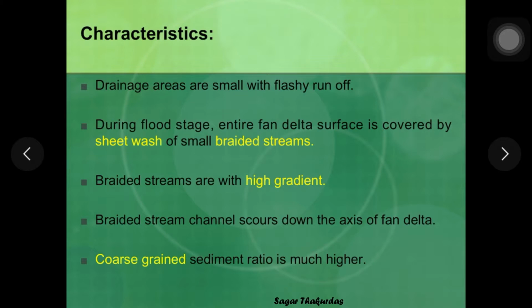That is the reason on these fan delta surfaces you will find braided streams on high gradient, and obviously these braided streams, these channels, score through the top surface of the fan up to the distal part of the delta, and the sediments are coarse grained because the transportation of sediments is not for a long distance.